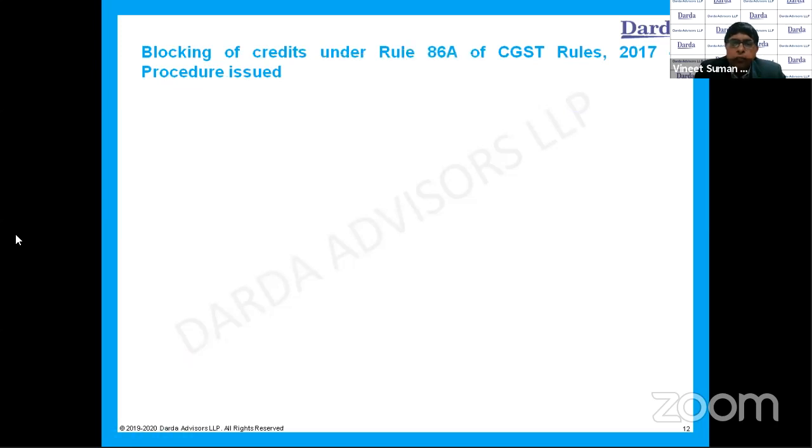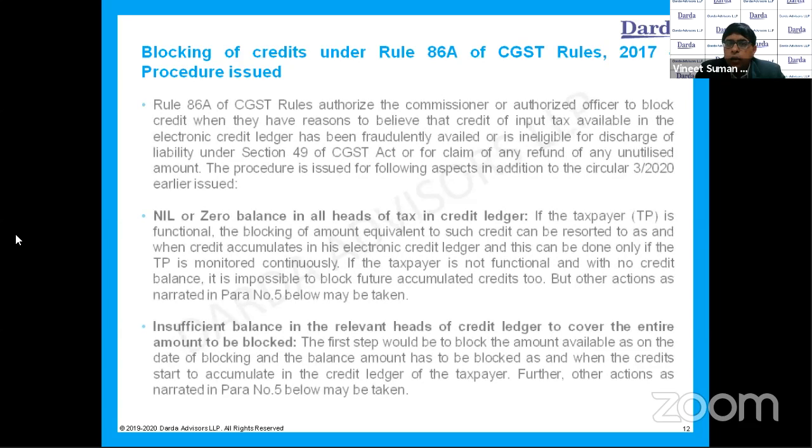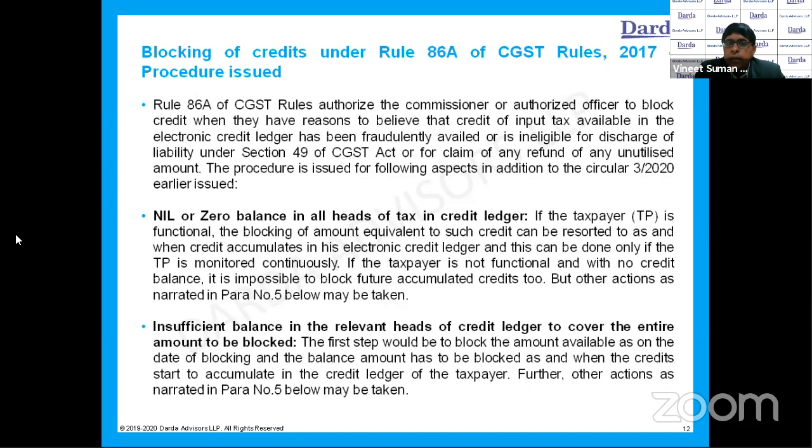Rule 86A, which I am going to discuss now, is about the blocking of the credit. It's a power given to the officers if they believe there are fake invoices on which basis people have taken the credit, or fraudulently availed the credit, or are paying the liability under section 49 by using this credit, or are asking for the refund. So availment of credit, utilization of credit, and refund, in all three aspects, Rule 86A can be used to block the credit.